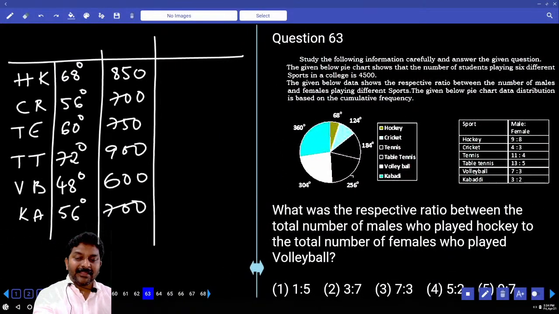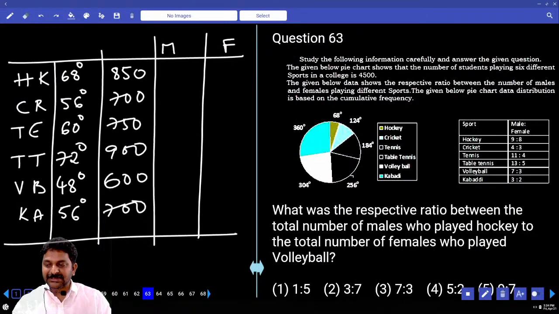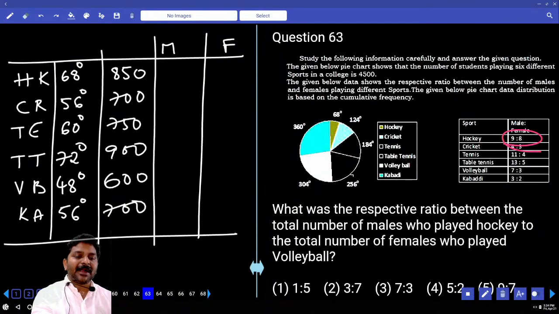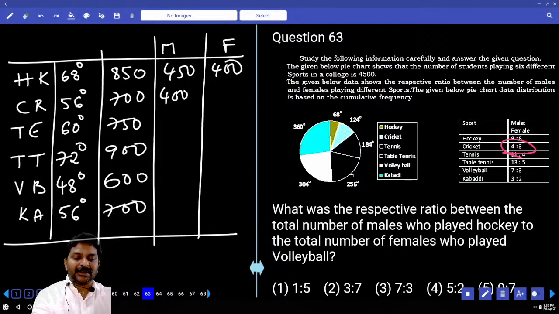Then again in the table we have male and female. Okay. Now first one, male female, how many parts we have? 9 and 8, how many parts we have? 17 parts is equal to 850. 1 part 50. 9 parts 450. 8 parts 400. Next, how many parts are there? 7 parts 700. 4 parts 400. 3 parts 300. Right? Next, how many parts are there?